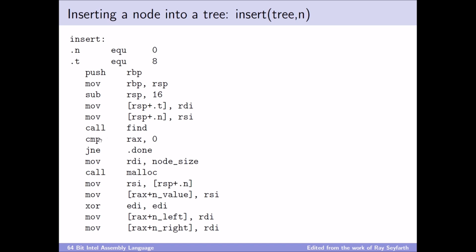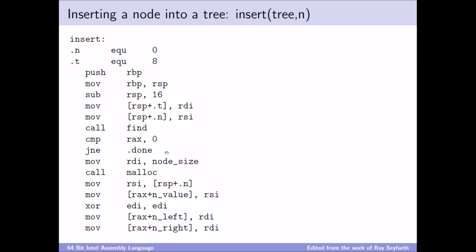So with that in mind, I'll then compare the returned pointer of find to 0, which will obviously be in RAX. If that return pointer is 0 or null, we know that that key does not exist in the tree, so we can proceed to create our new node. If, however, RAX returns a non-zero value, so it's an actual valid pointer, we will jump based on this, so jump not equal to the done label. This will basically jump us straight to the end of this function and will directly return, relying on the fact that the pointer to our node is already in RAX.